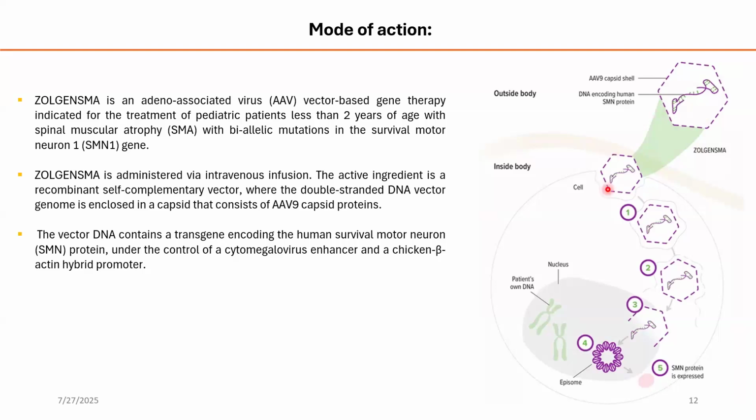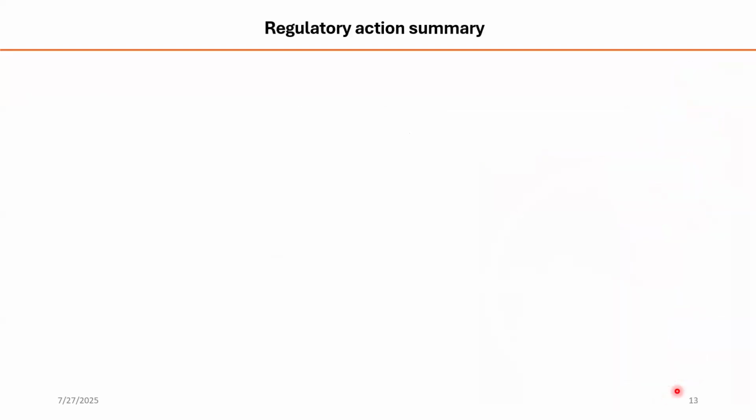cell. They are taken up by the endosomes, and when there is an acidic pH, these viruses get released out into the cytoplasm and they enter into the nucleus. They don't integrate into the chromosome, but they form an episomal or extrachromosomal DNA, where they lead to faster protein expression, and so the SMN protein is translated and expressed in a normal manner.